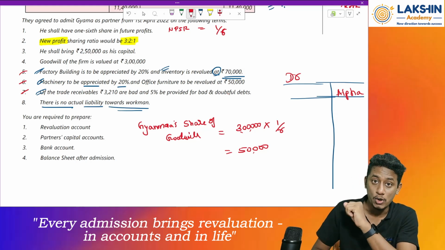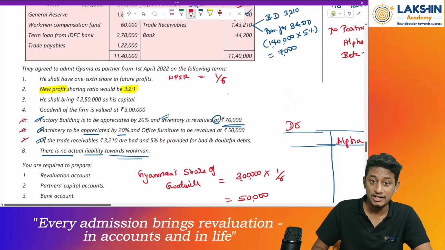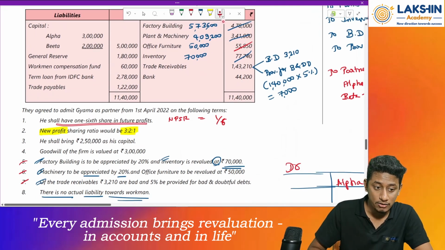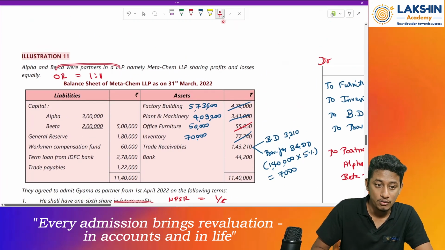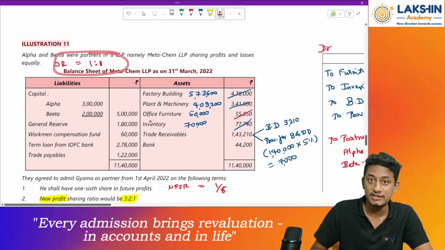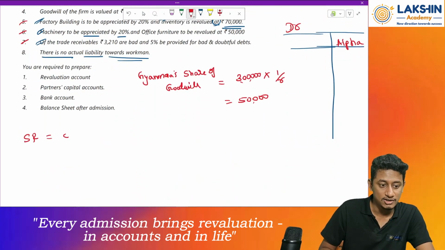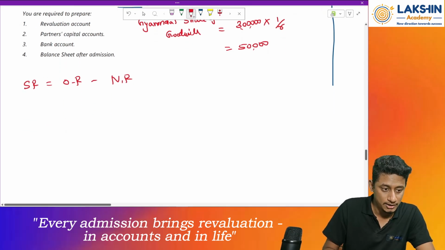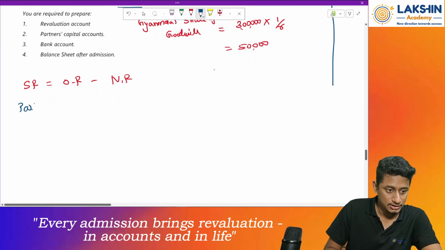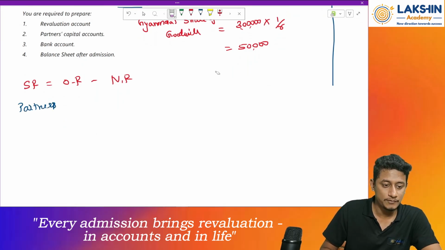But also what do we need? We need the sacrifice ratio. Do we have the sacrifice ratio? No, sir. We have only the new profit sharing ratio and the old ratio. So can we find the sacrifice ratio? Yes. What is the formula? Sacrifice ratio is equal to old ratio minus new ratio. So the format will be partners' name, old ratio, new ratio, and we get the sacrifice ratio, right?